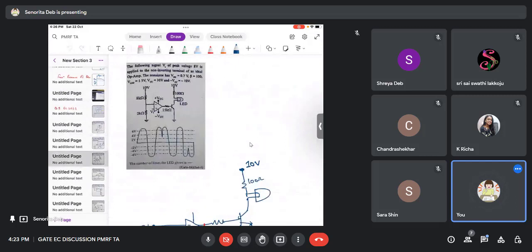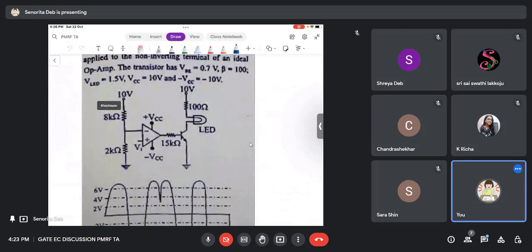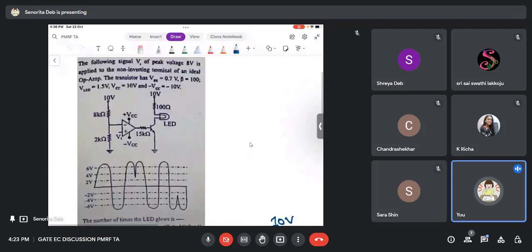Yes, so again, this is a complicated looking question, but it is rather very simple, I would say. Okay, so what was asked in the question is that they have given one signal, this signal which is Vi input, this Vi here. And they're asking how many times this LED will glow. So what they have done basically is they have used a BJT, used an Opamp to control the base of the BJT, right? You can see the base of the BJT here.